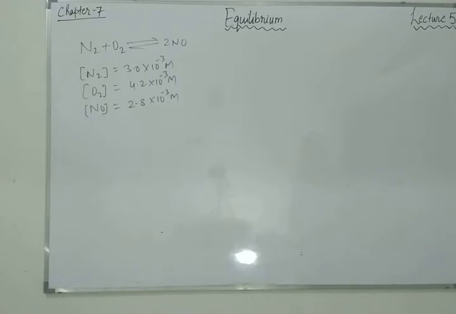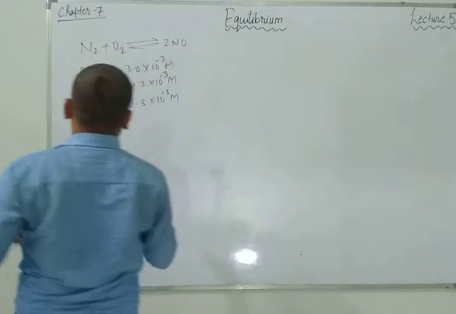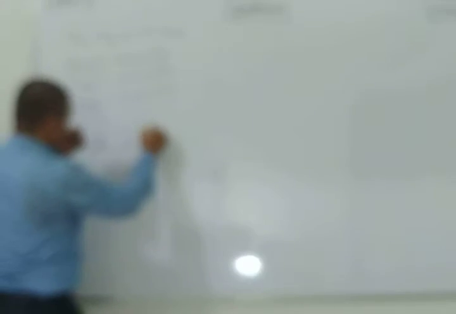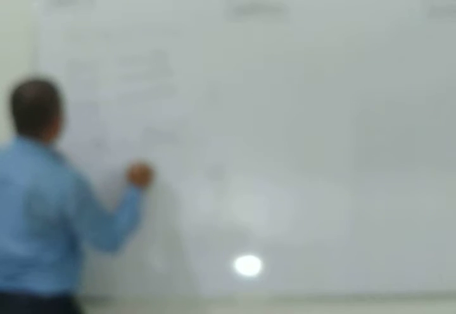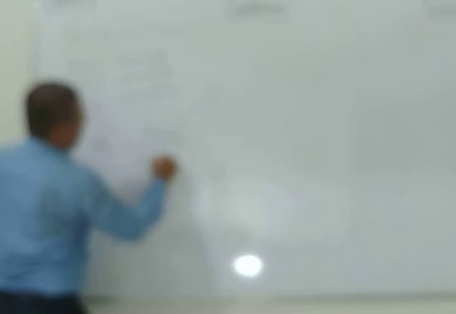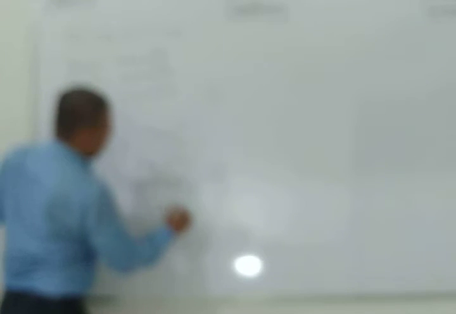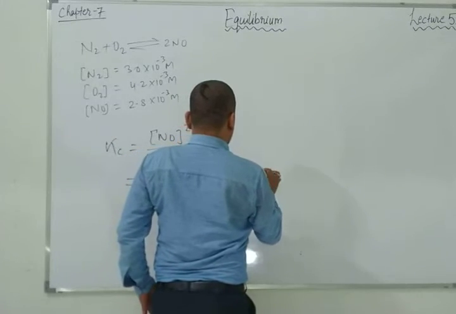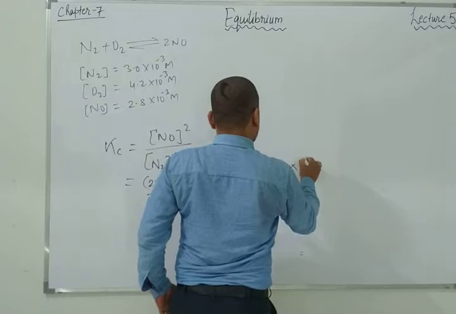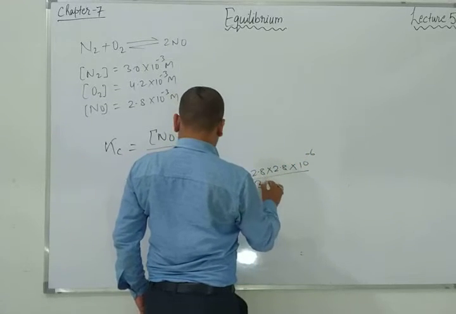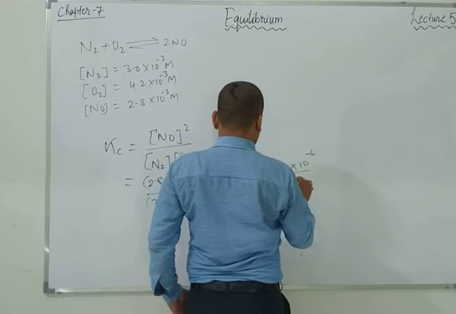Now just see here. The equilibrium constant Kc is equal to the concentration of the product, concentration of NO to the exponent 2, upon the concentration of N2 and O2. So NO value is 2.8 into 10 to the power minus 3, whole squared, upon N2 value 3.0 into 10 to the power minus 3 and 4.2 into 10 to the power minus 3. Okay, so here now just see 2.8 into 2.8 into 10 to the power minus 6 upon 3 into 4.2 into 10 to the power minus 6.